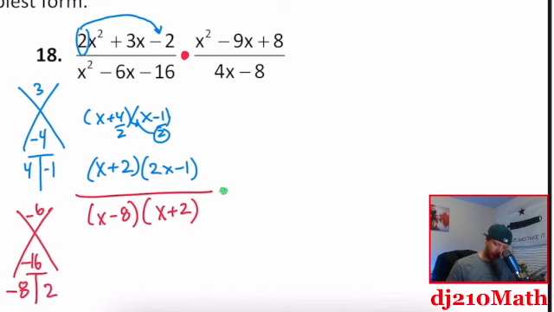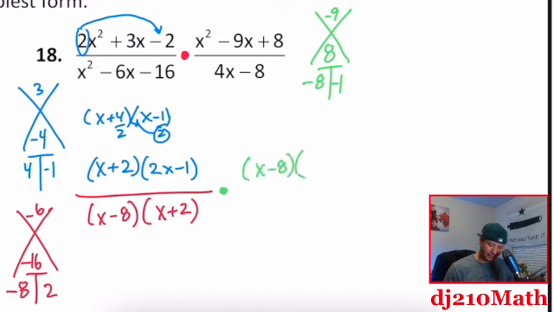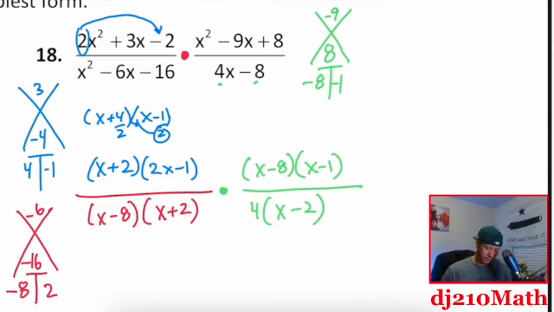All right. On the right, two numbers that multiply to make 8 that add up to -9. 8 and 1. But they both have to be negative, right? Because negative times negative is a positive, and you add them up. So we get x minus 8, x minus 1. And on the bottom right, 4x minus 8. This is a GCF situation. Take out a 4, and you're left with x minus 2.